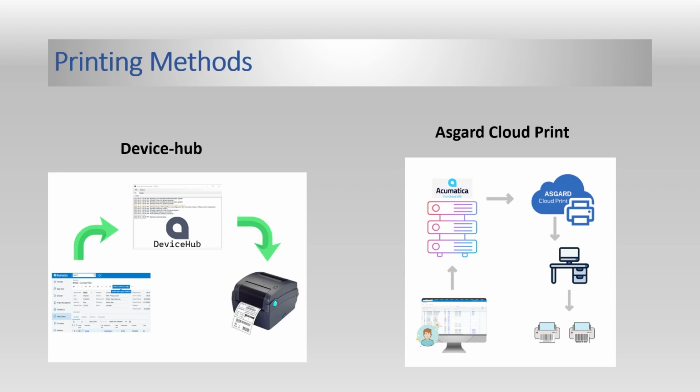When it comes to printing methods, there are 2 main printing methods. There's the device hub, which is an application by Acumatica. Essentially, you connect your printer through the device hub, and that will speak to Acumatica, where we will have a screen to process all the connected printers. Or you can use our cloud solution, which is Asgard Cloud Print. Essentially, it is a client that you download onto your computer that will get all the information of your printers, and send all the information to Acumatica itself, where you'll be able to use your printers directly from Acumatica, very simply.